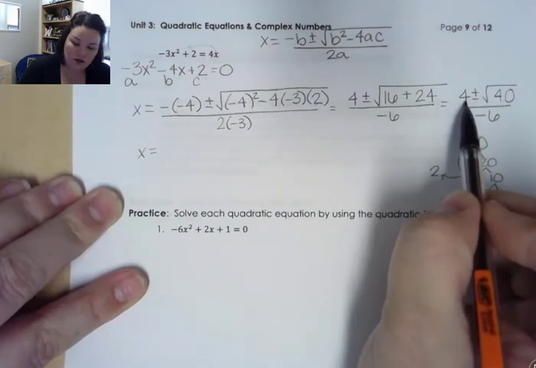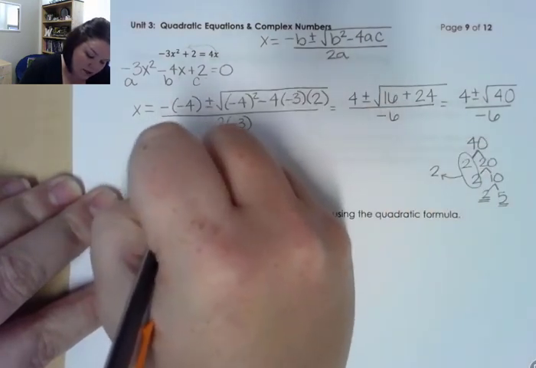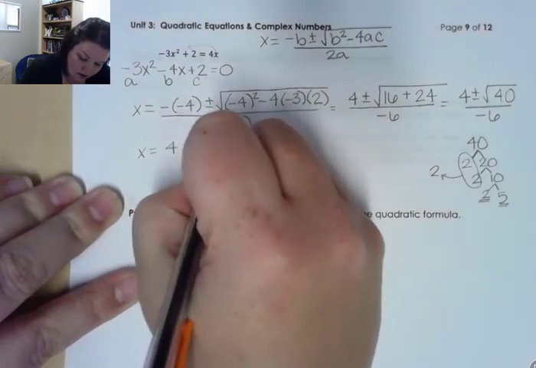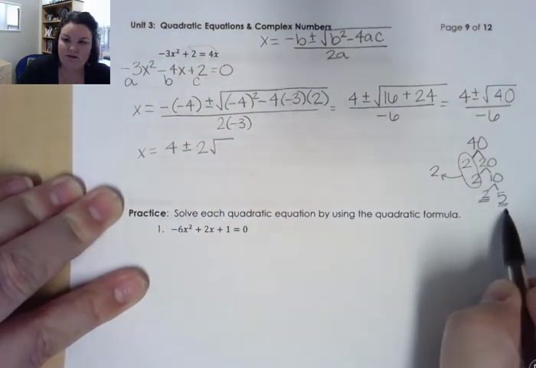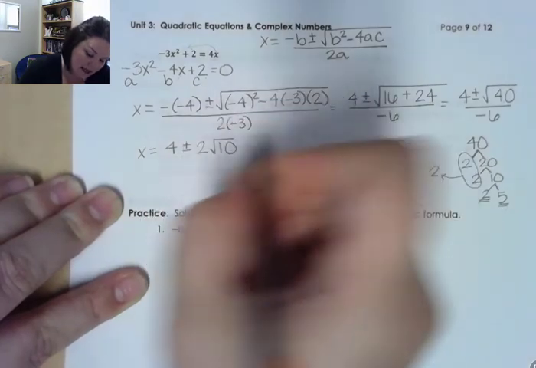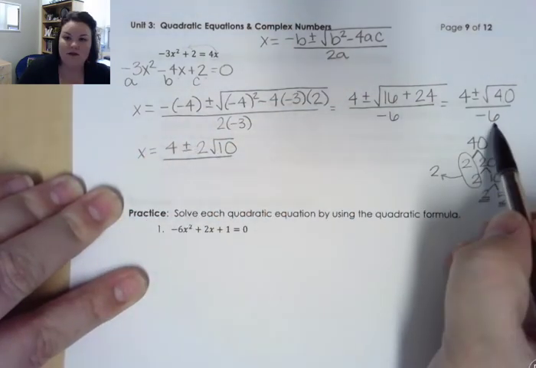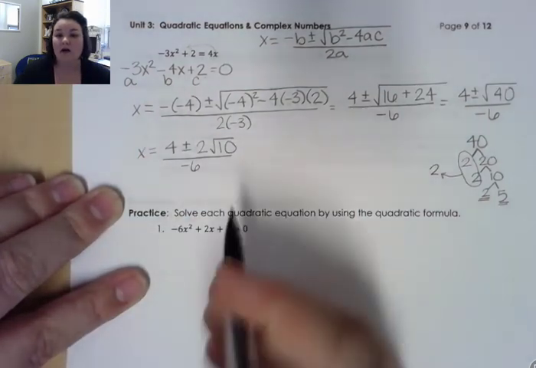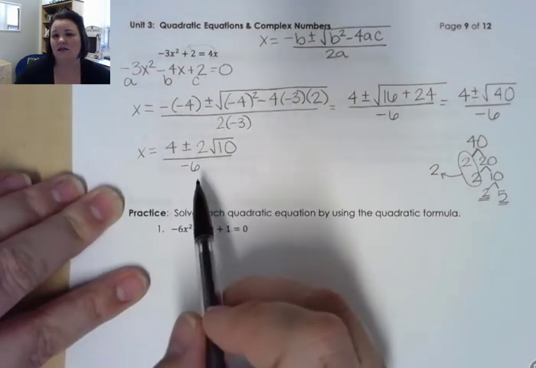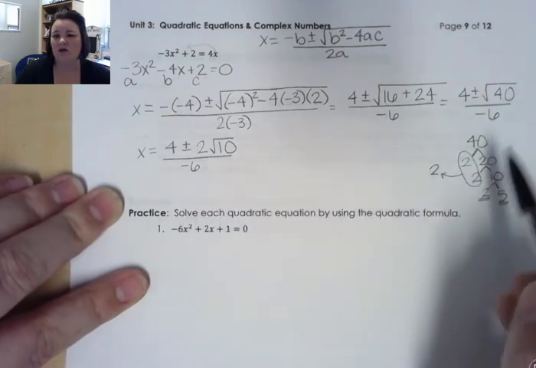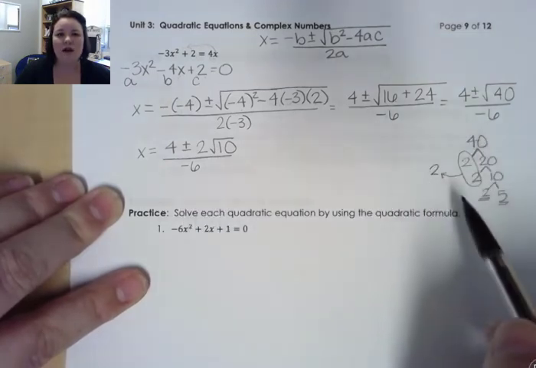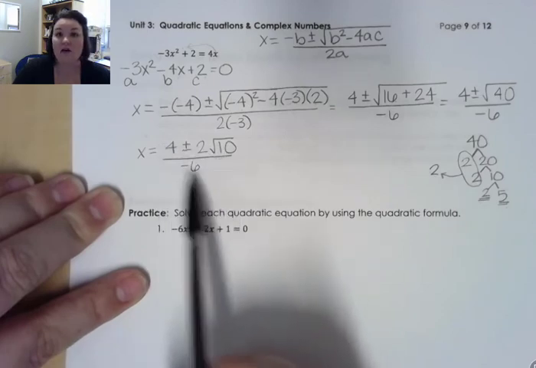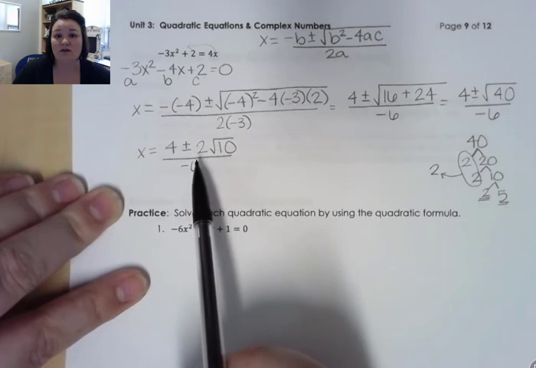So I have the 4 that was out front, plus or minus, remember I brought out a 2. Underneath my radical, I'm still left with a 2 and a 5, so I multiply those together, which gives me a 10. All over, on the bottom here, I had a negative 6. Now, I'm done simplifying underneath my radical, but I still have to check to see if there's anything I can reduce now that I have my radical simplified, okay?